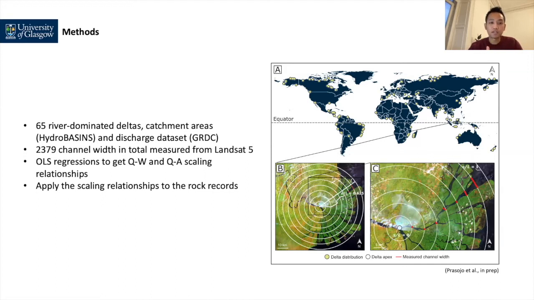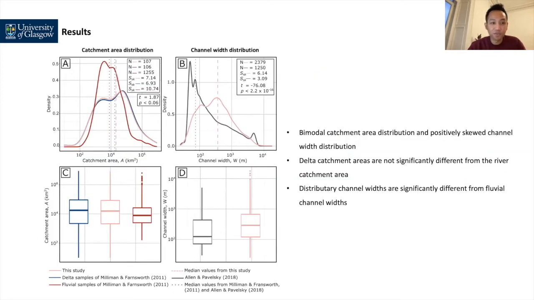And then we ran OLS regressions to understand if there's a scaling relationship between the channel width and discharge, and also the catchment area and discharge. And then we will test that. We will try to apply that to the rock record and see how it goes. So our data look like this, more or less.